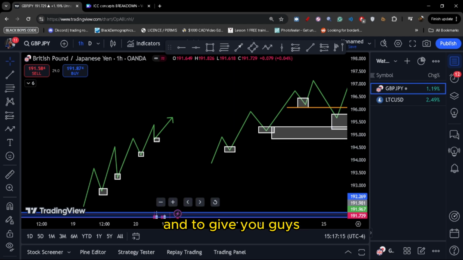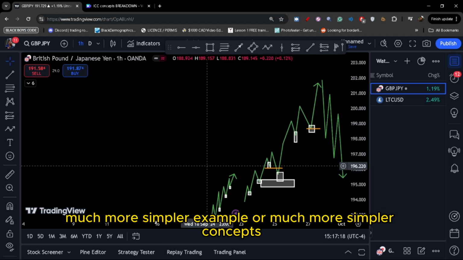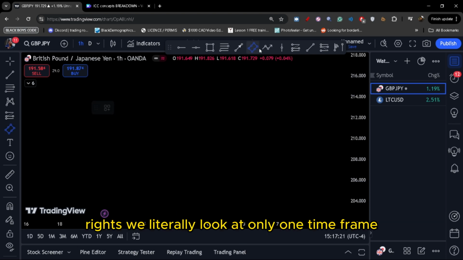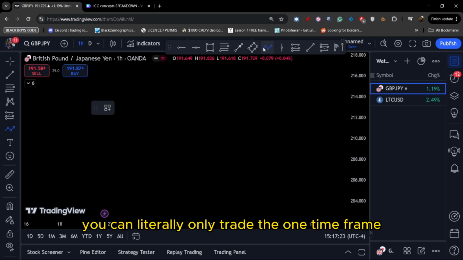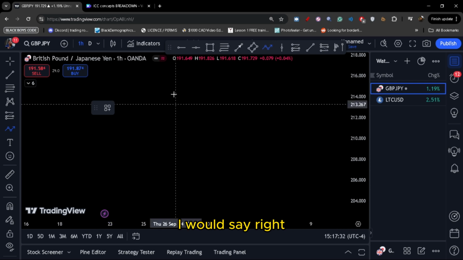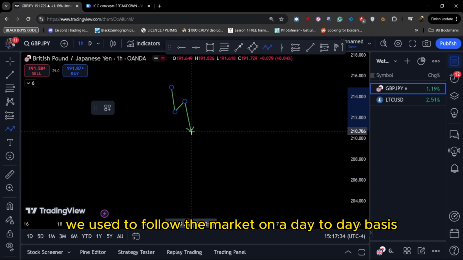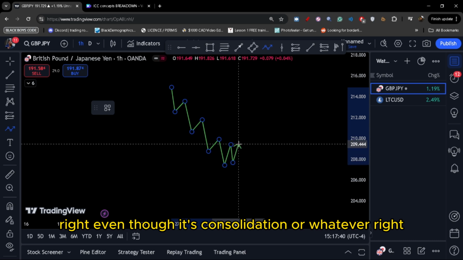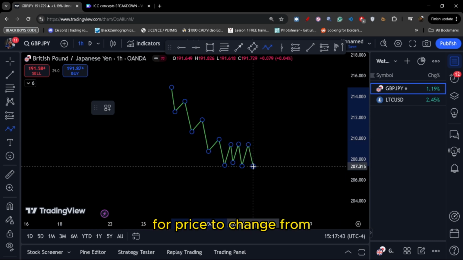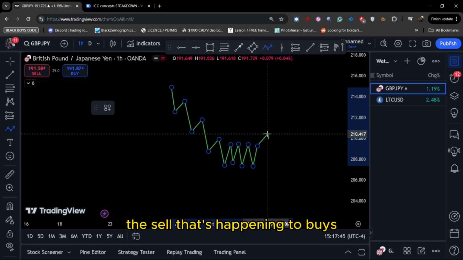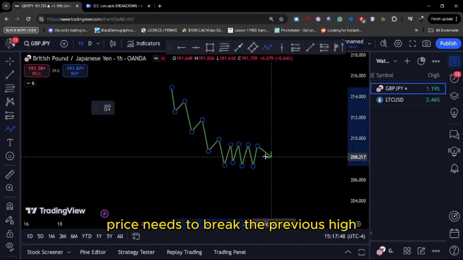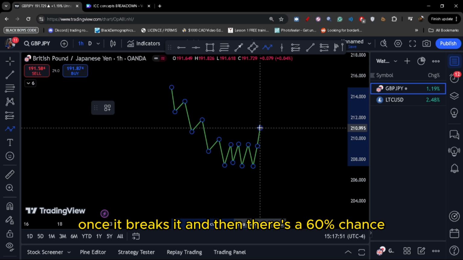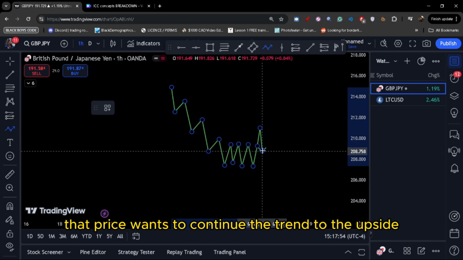And to give you guys a much simpler concept, we literally look at only one time frame. You can literally only trade the one time frame, but we use the daily time frame to help us not take the wrong trades, I would say. So the 1 hour time frame we use to follow the market on a day-to-day basis, even though it's consolidating or whatever. For price to change from the sells that are happening to buys, price needs to break the previous high. Once it breaks it, there's a 60% chance that price wants to continue the trend to the upside.